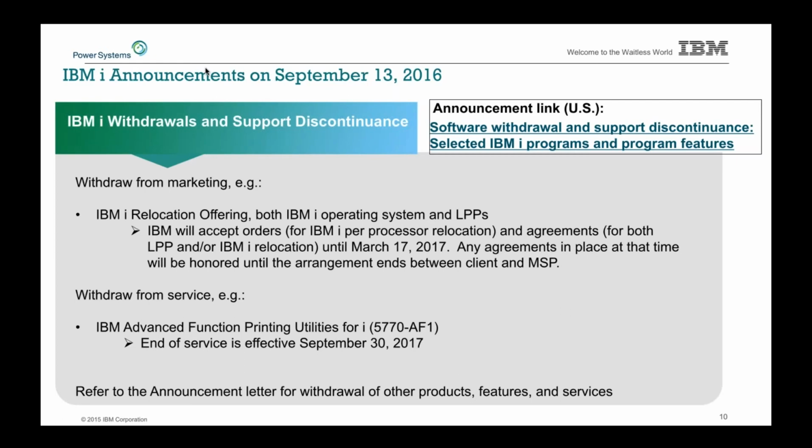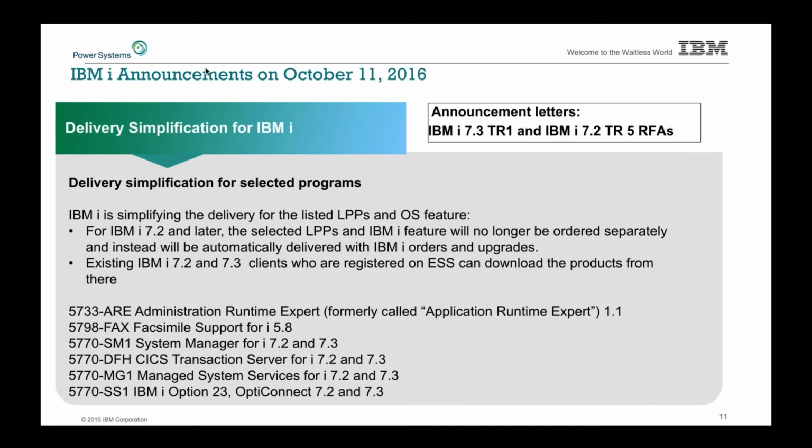Then the other simplification thing that I'm rather excited about is we're simplifying how you get a number of products. In the past, all of these products I have listed here at the bottom, you would have to order individually, and you would be paying a very small amount. So you could get ARE, and it would have cost you $250 or something like that. If you would have ordered fax, it would have cost you a small amount of money. Same with system management or KICS, managed system services, or OptiConnect.